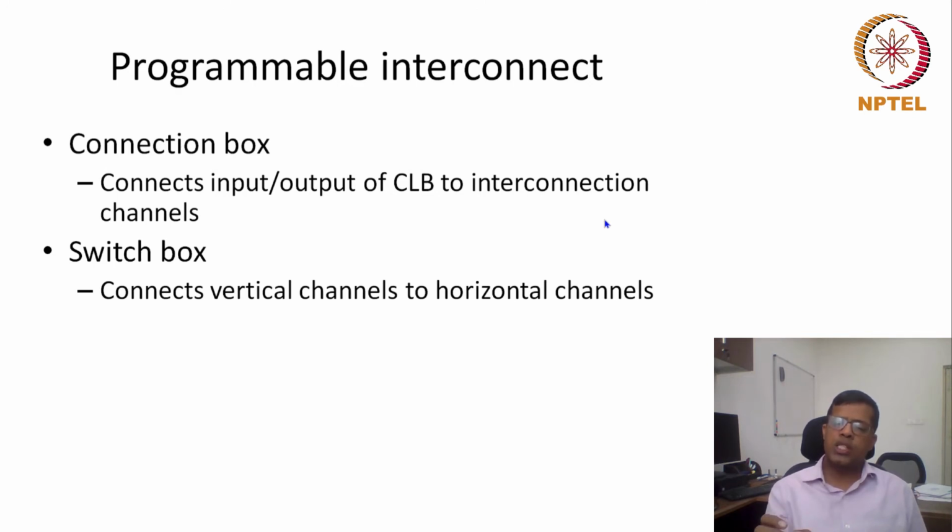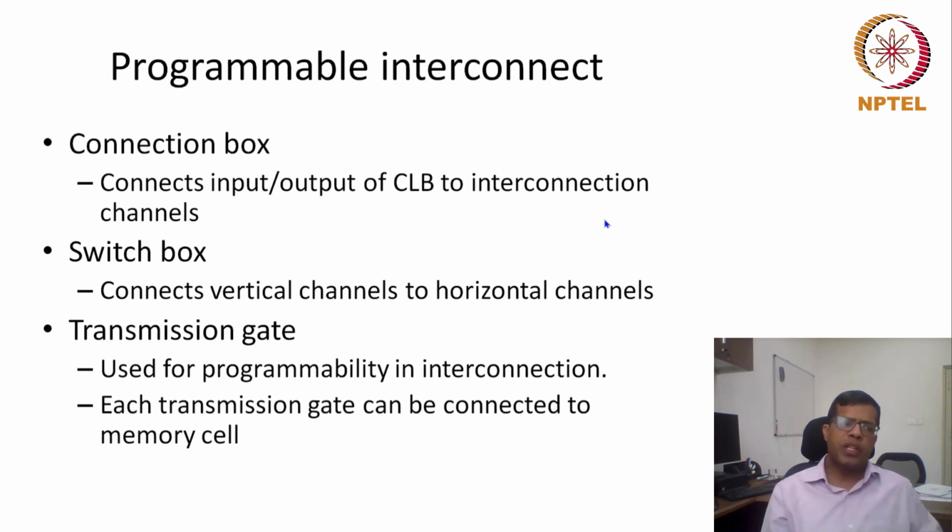So how will the interconnect become programmable? It is with the help of switch box and connection box. And how do we say that this particular wire should be connected to another wire? For that there could be different implementations. One implementation is fused gates, where you fuse the wires, so that if that wire is fused, then one wire will get connected to the other wire.